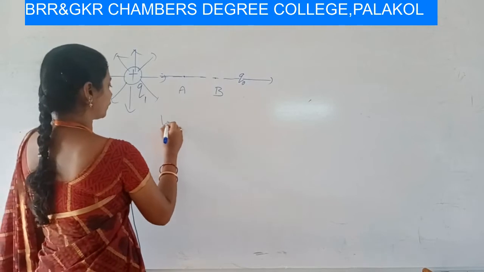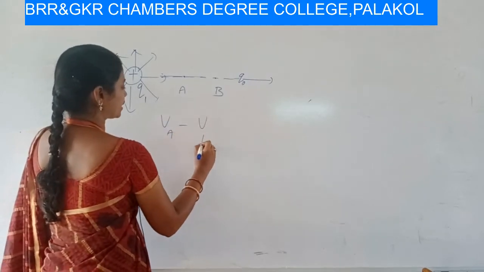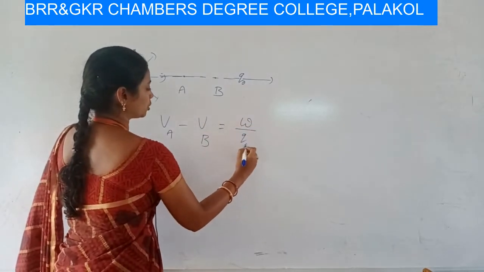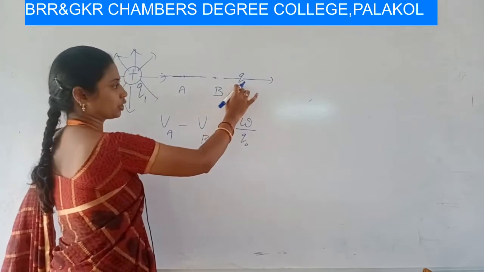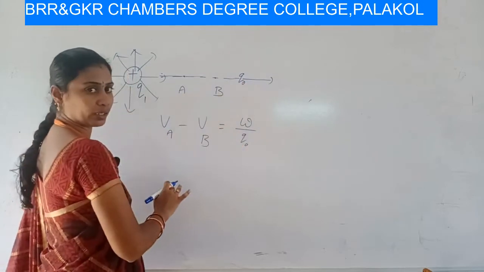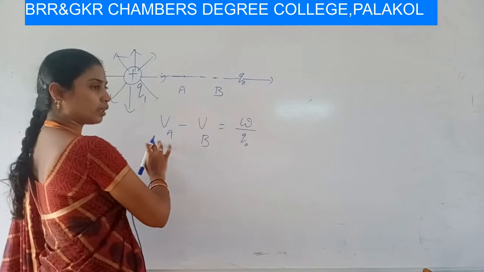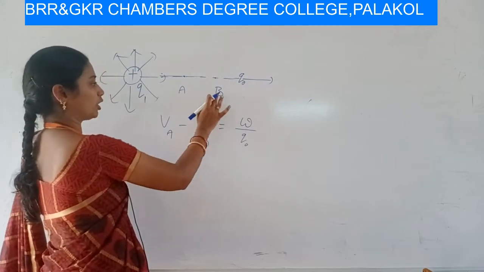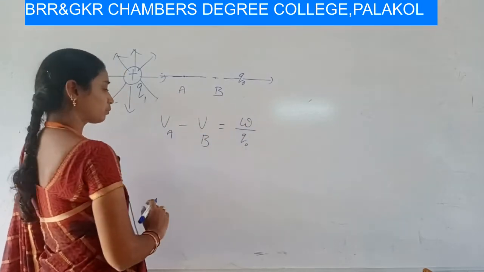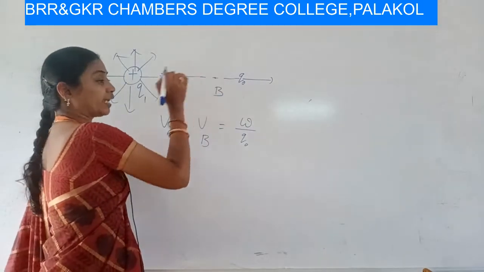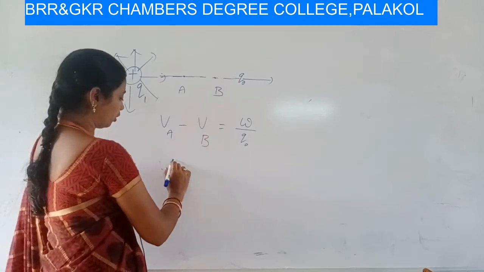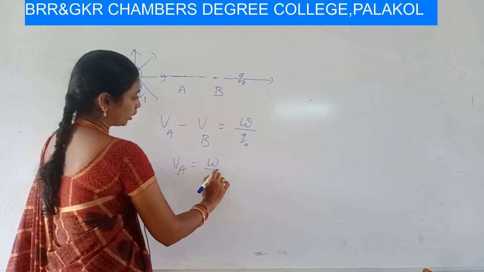Then we can write the potential difference between these points as VA minus VB is equivalent to the work done by this charge Q naught to bring it from point B to point A against the field, VA minus VB is equal to W by Q naught. If we consider the point B is at infinity, then the potential VB is treated as 0. Therefore, VA is equal to W by Q naught.